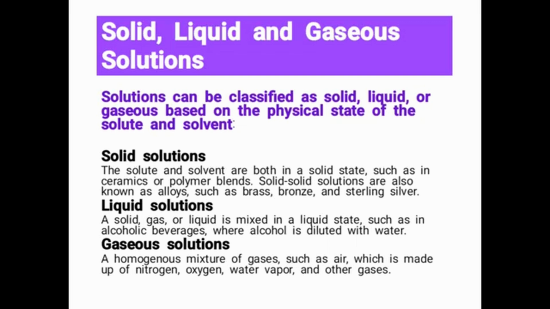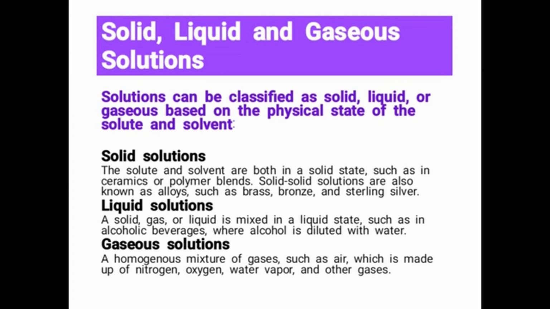Now let's look at another type of solution. Another type of solution we have is solid, liquid, and gaseous solution. This is based on state of matter. For solid solution, both the solute and the solvent are in the solid state. Generally, alloys are found here. An alloy is a combination of two or more metals being combined together. So the solute and the solvent here are in the solid state.